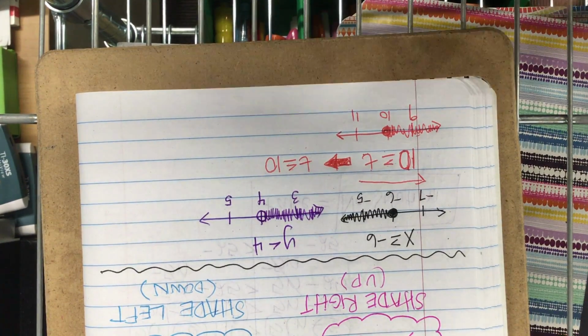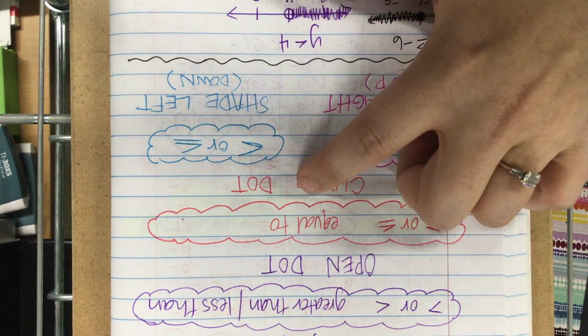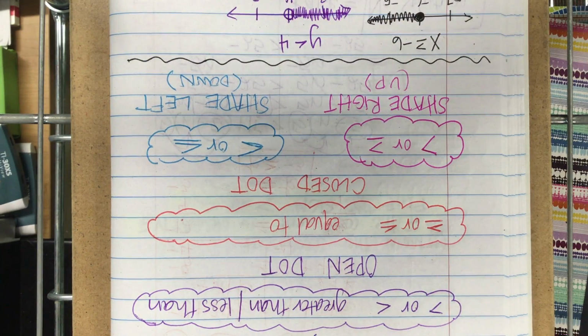Questions about graphing? Open dot, closed dot, shading right or shading left. Good to go?